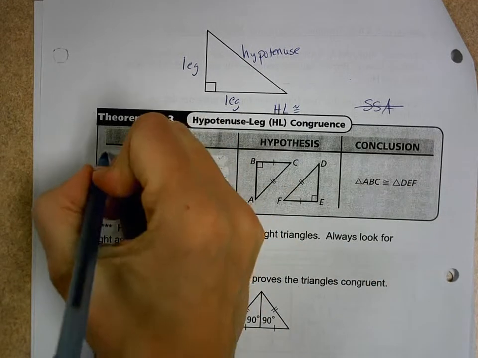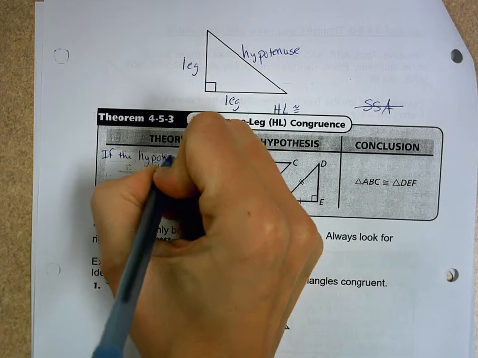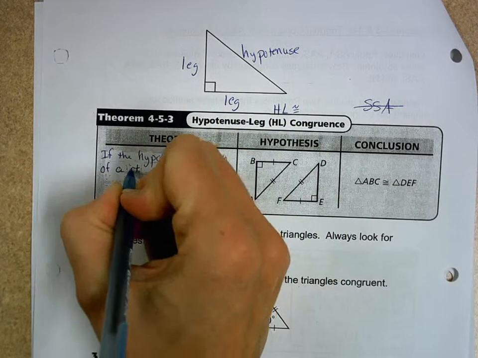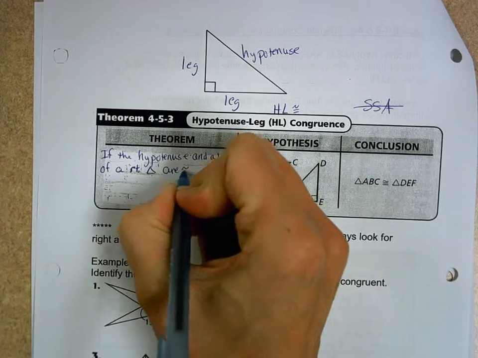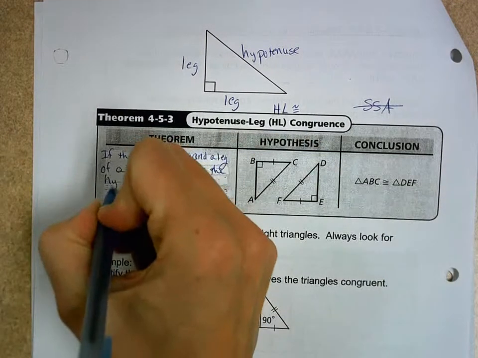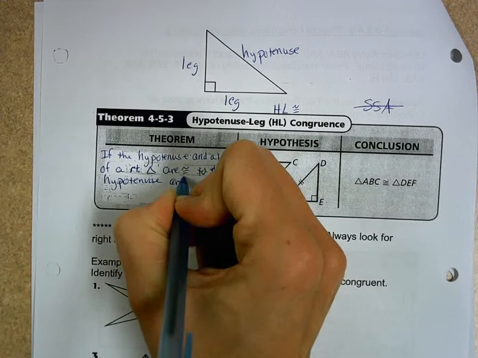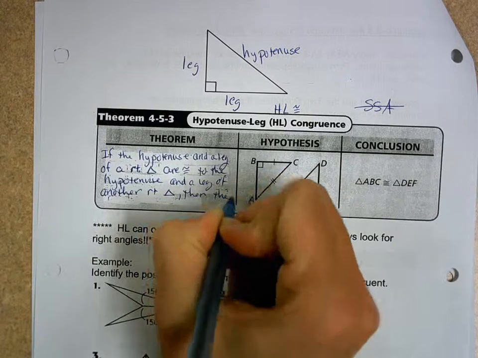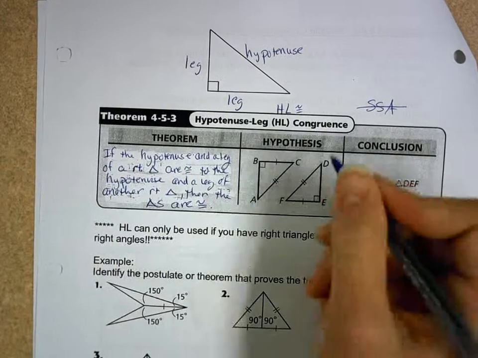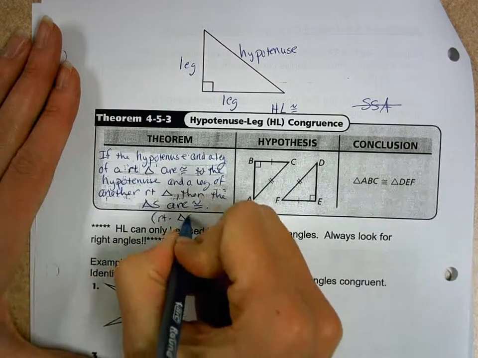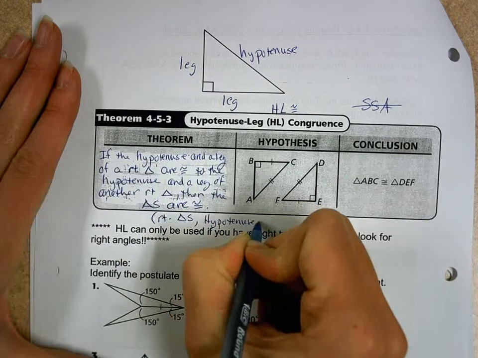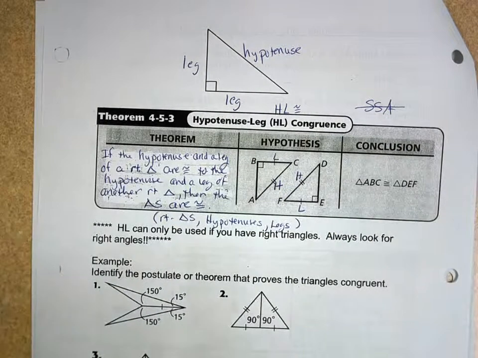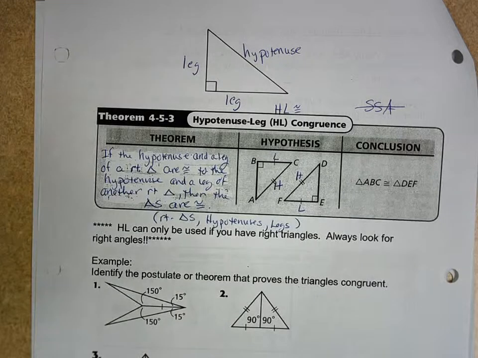So on this one we go, if the hypotenuse and a leg of a right triangle, and I just abbreviate RT, right triangle, are congruent to the hypotenuse and a leg of another right triangle, then the triangles are congruent. So basically the three pieces of info you need are: it has to be right triangles, you have to have hypotenuses that are congruent, and legs that are congruent. So notice, here's your hypotenuse, here's your leg. Hypotenuse, leg. So I have to have those. Those are the three pieces that work. So we always have to look for those right angles in order for this to happen.